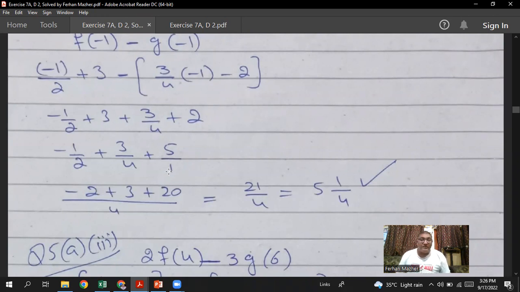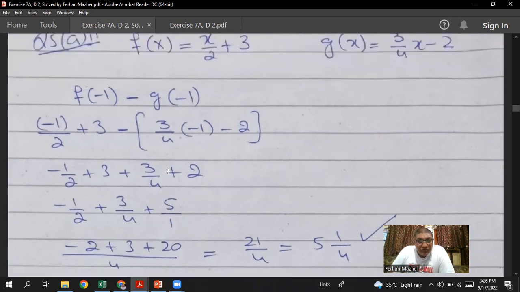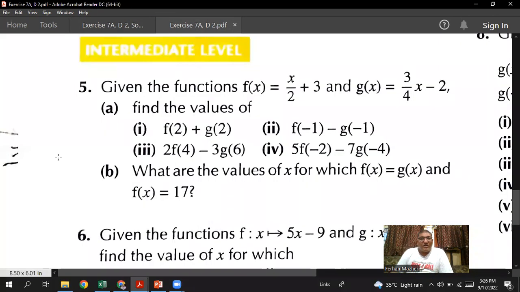This is how you add fractions, subtract fractions. You take their LCM. I hope you understand how to take the LCM. And you will have 21 by 4, which will be 5 whole 1 by 4. So this is how you will do this question. So question number 5A, second part. Okay, now question number 5A, third part.